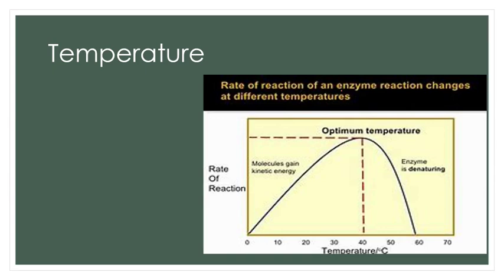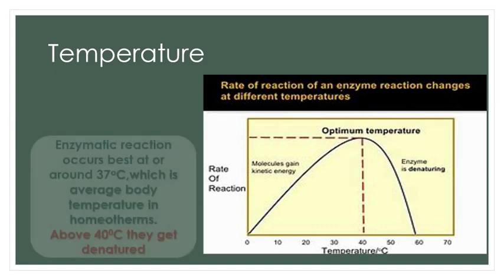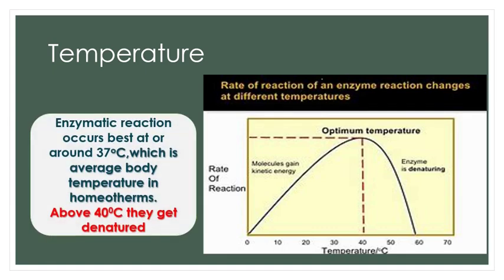Thus, the rate of an enzyme reaction changes at different temperatures. Enzymatic reactions occur best around 37 degrees centigrade, which is actually the average body temperature of a warm-blooded animal or a homeotherm. But above 45 degrees, the enzymes will get denatured. For example, in this graph, you can see on the x-axis there is temperature and on the y-axis there is the rate of the enzymatic reaction. At lower temperature, enzymatic activity is low, but as the temperature increases, the rate of enzymatic activity also increases, and as the temperature further increases above 40 degrees, the enzyme starts denaturing.